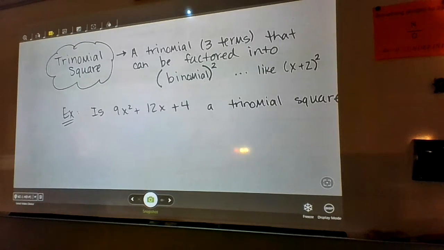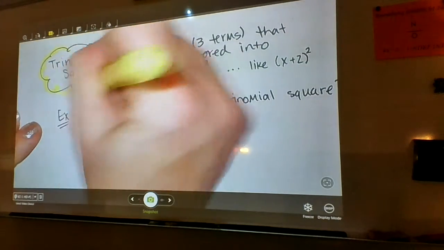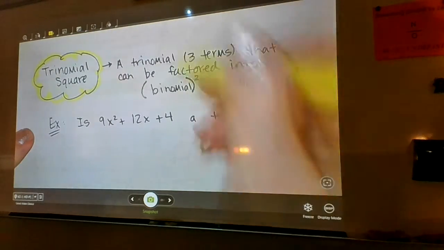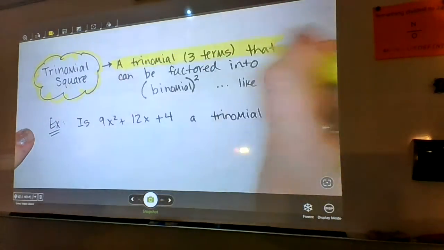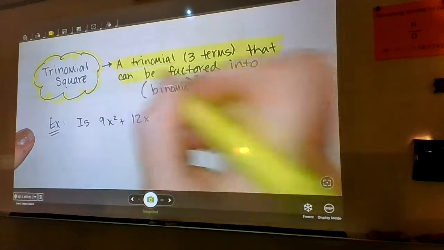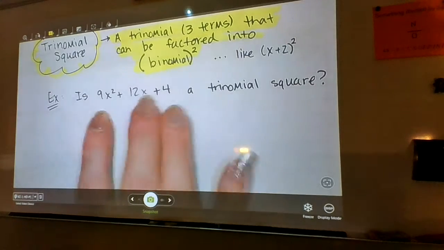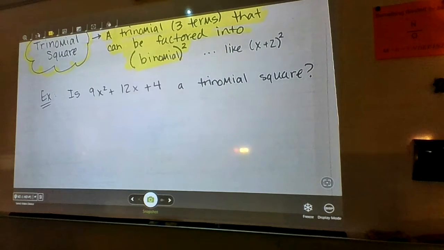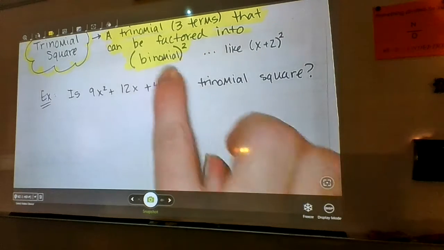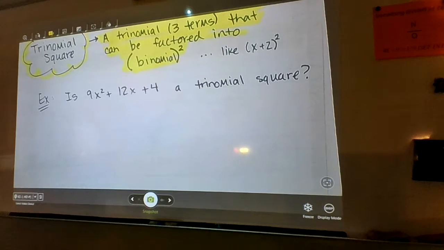Then we have the trinomial square. This is a pattern that if you recognize it, it will save you time. It's going to be a trinomial that can be factored into a binomial squared. And we saw those that we did by the AC method, but we didn't learn the pattern. So it's asking, is this a trinomial square? What we'll do is we'll just factor it by the AC method, and then we'll say it's a trinomial square if it can go into something that's squared like that. So we'll just factor it.